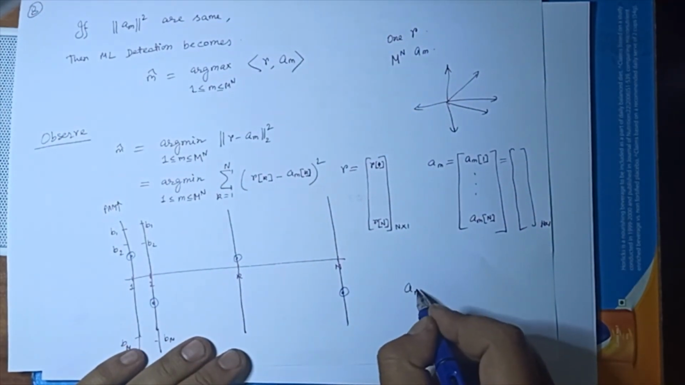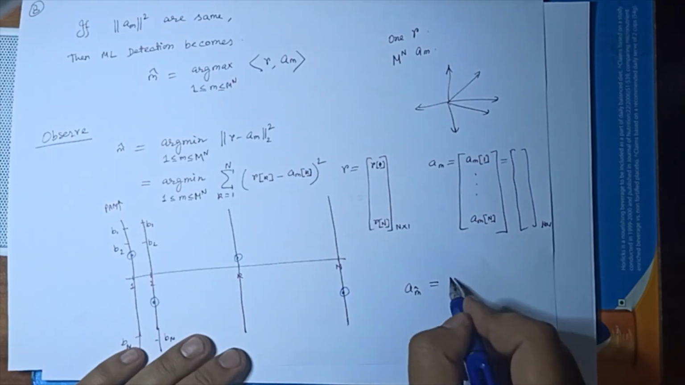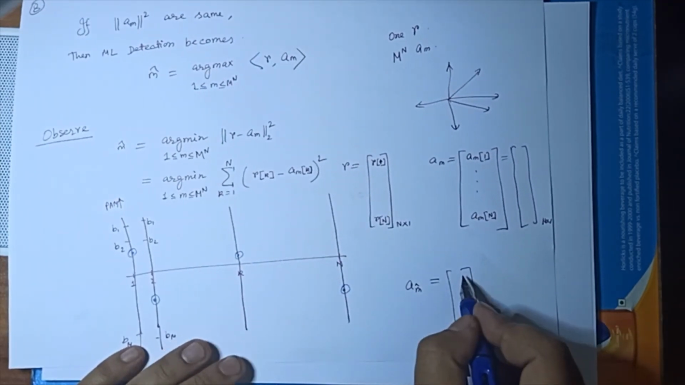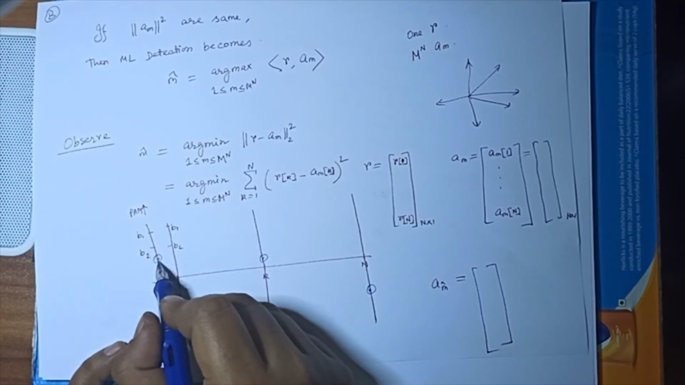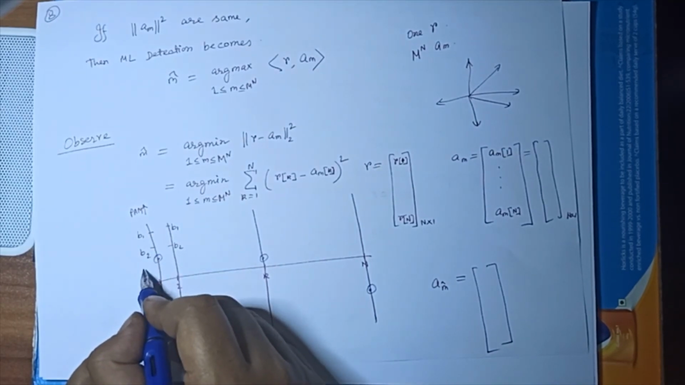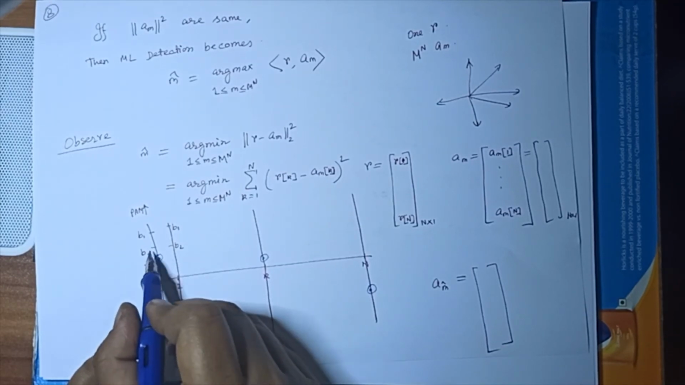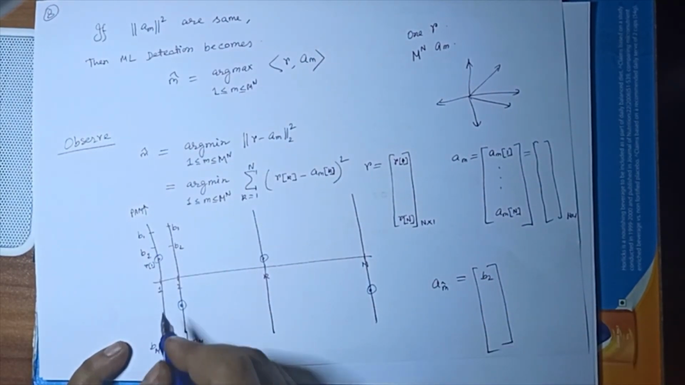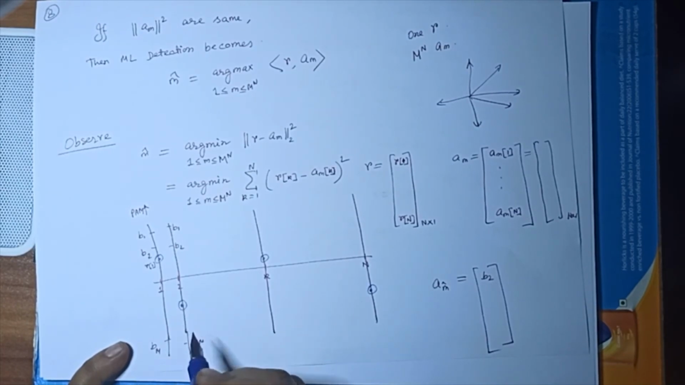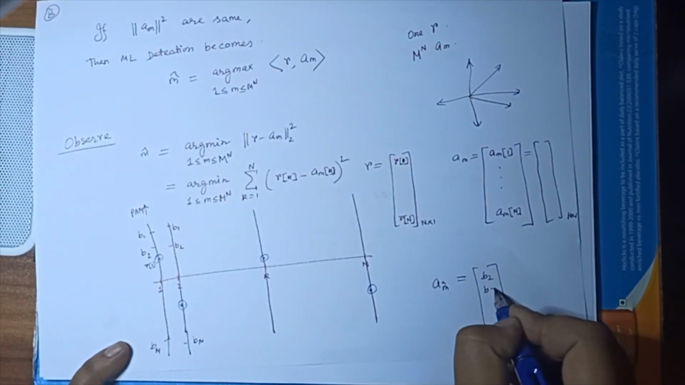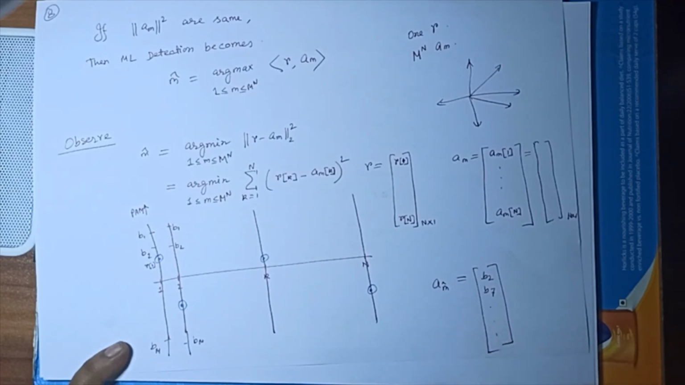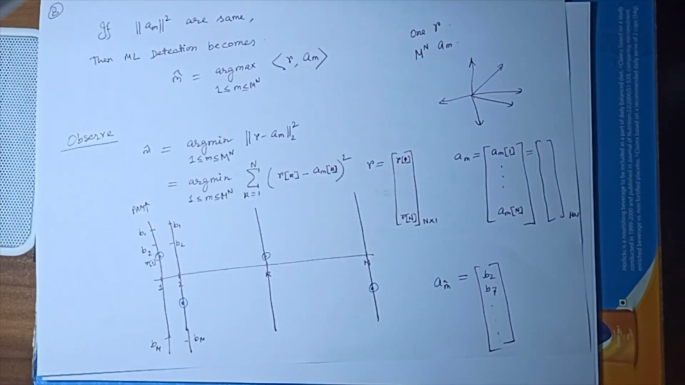So how will you fill up this thing? For m hat, say, at the first instance find out which b is closest to r0, r1. So this is your r1. If it is b2, fill up b2. Find out which one is closest to your r2. If it is b7, fill up b7, like that. So essentially the vector detection is nothing but scalar detection. At every instance of time you find out which point is nearest to you, choose that.